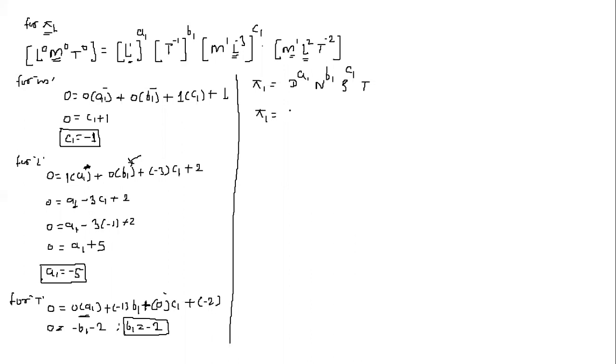So pi 1 is equal to d raised to a1, that is -5. So d gets the power -5, into n with the power b1, that is -2, into the density c1, whose power is -1. And the torque is -1 as it is, with no power on it.